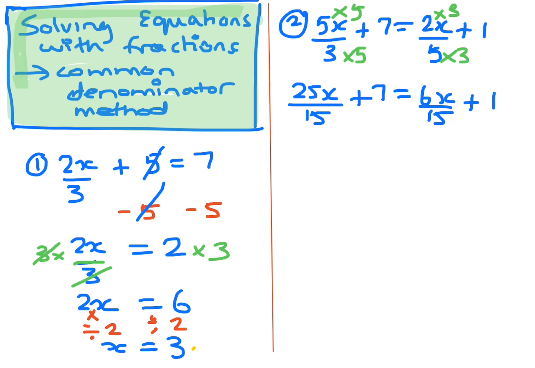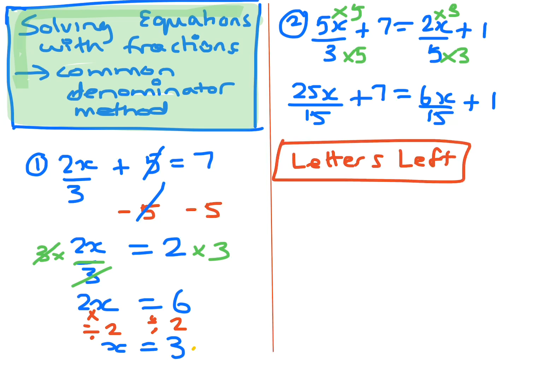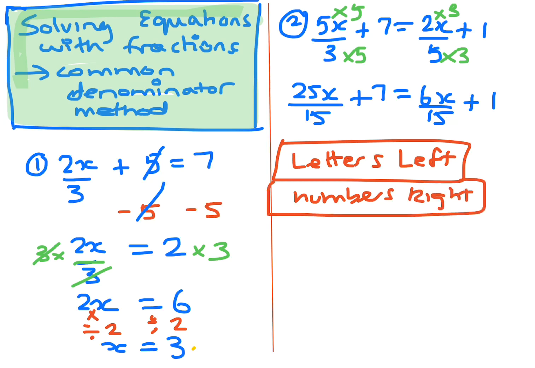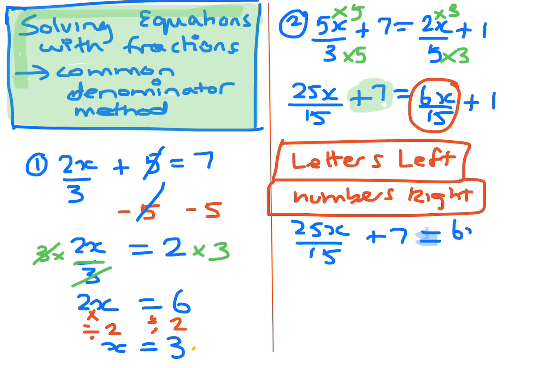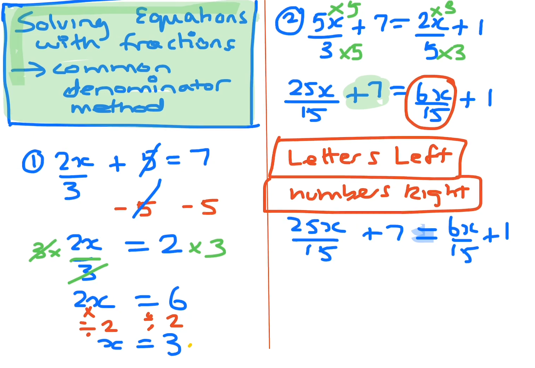Now, looking at that, you need to collect the like terms. With the rule, letters left, like the two L's, letters left, and numbers go to the right. So we've got to get rid of this 6x that's sitting on that side because we don't want that x there. And then we'll have to get rid of the plus 7 that is here because that's a number and we don't want that number on that side either. I'm just going to rewrite it so it makes more sense when we do it.